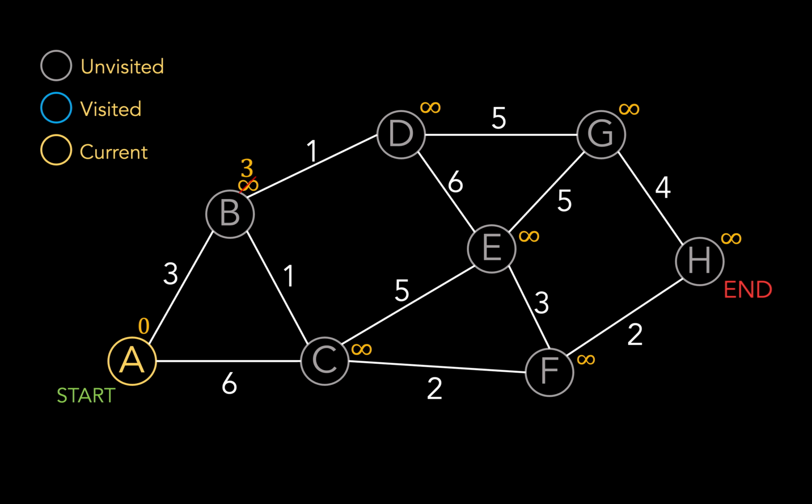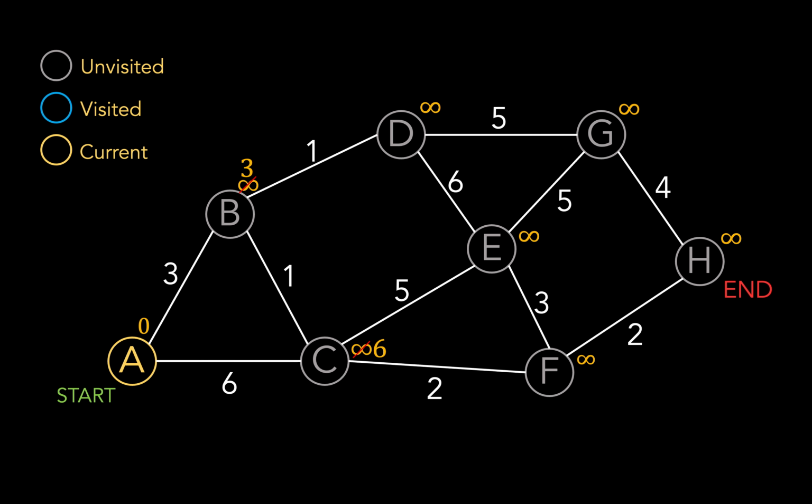So for B, we have a new distance of 3, because that's 0 plus 3. And we now replace our old distance of infinity with our new distance because the new distance is smaller than the old distance. Now we do the same thing with node C and we update the distance to 6 because that's just 0 plus 6.